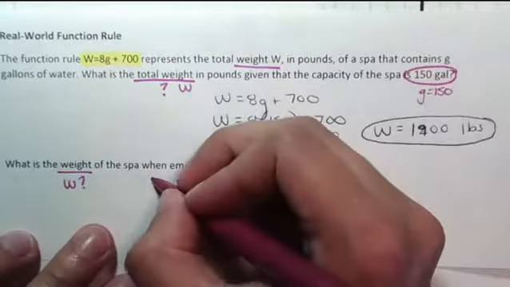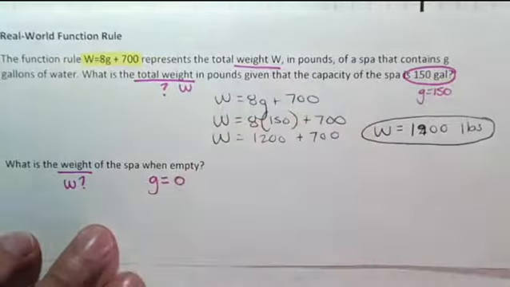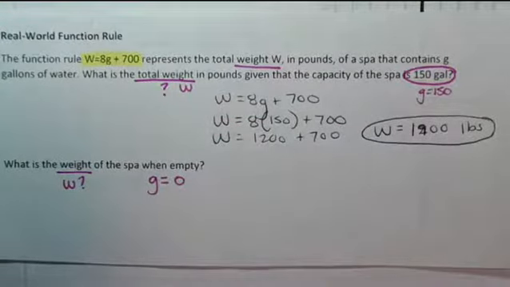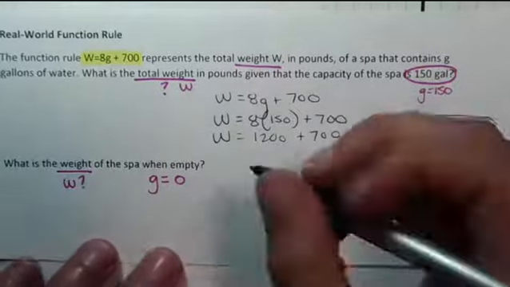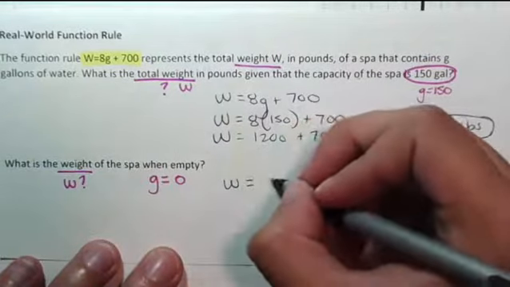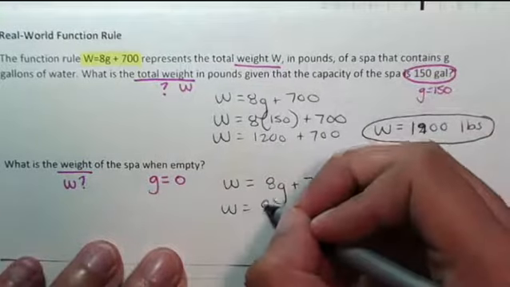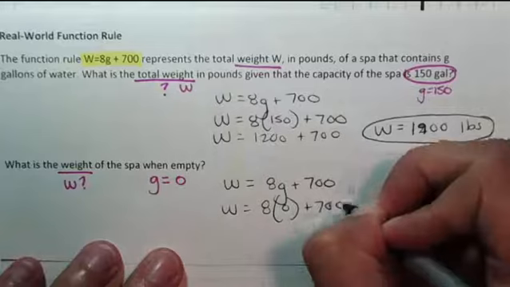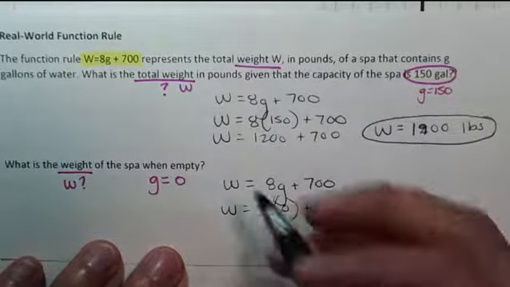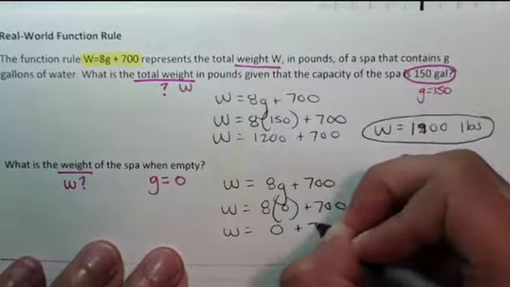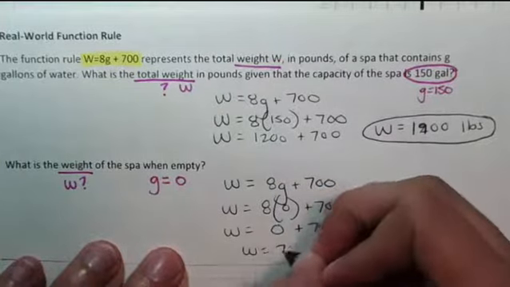Okay, the spa empty would mean that there's no water in the spa. So the gallons of water would have to be 0 here. So again, we still have this spa. We want to figure out what it is when there's no water in it. So again, I'm going to use my function rule. W is equal to 8G plus 700. And we want to know when there's no water in it, so the gallons is 0, how much is it going to weigh? So again, 8 times 0 here is 0. And we have the y-intercept, which is 700 pounds.